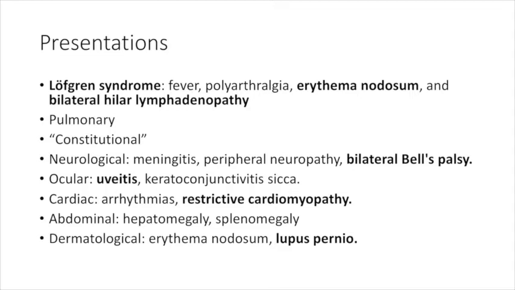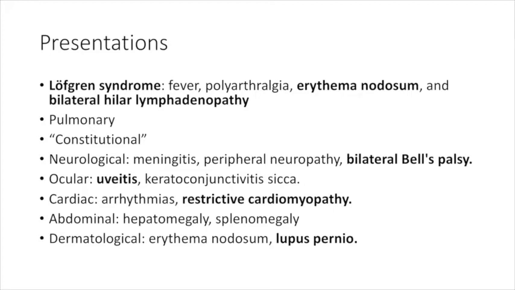So with pulmonary disease, you can get lung fibrosis, interstitial lung disease. You can get constitutional sarcoidosis, where you just have a bit of a fever, a bit of joint pain, and just generally feeling unwell. Neurologically speaking, you can get a meningitis or an encephalitis, but also one key thing that comes up in exams a lot is you can get bilateral Bell's palsy, or even actually unilateral Bell's palsy as well. Uveitis is very important and is a common presentation of sarcoidosis, and also restrictive cardiomyopathy as well.